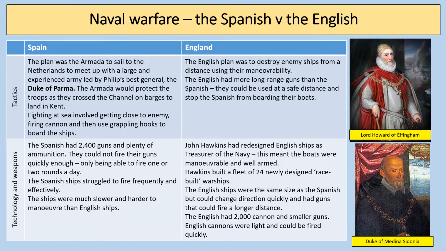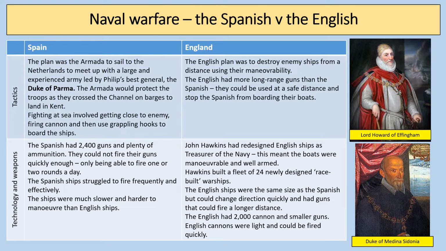In terms of the tactics, the plan for the Spanish was for the Armada to sail to the Netherlands to meet up with an army led by Philip's best general, the Duke of Parma. The role of the Armada, and it's very important you realise this, is that the Armada is not an invasion force itself. The Armada is basically there to escort this huge army commanded by the Duke of Parma, about 27,000 soldiers, over the channel to make sure that they can safely get across.